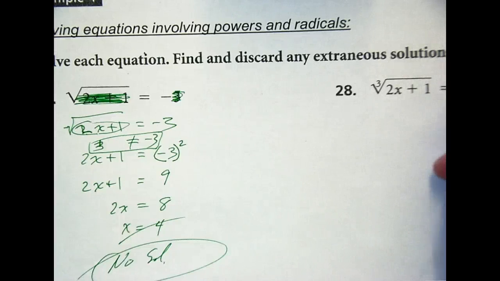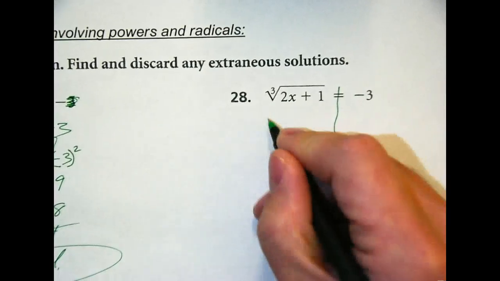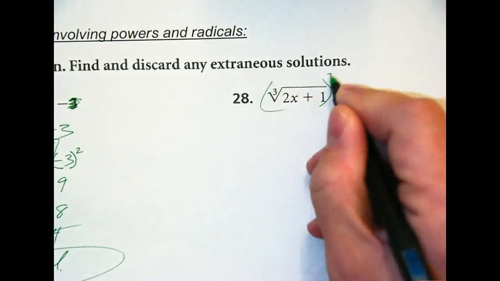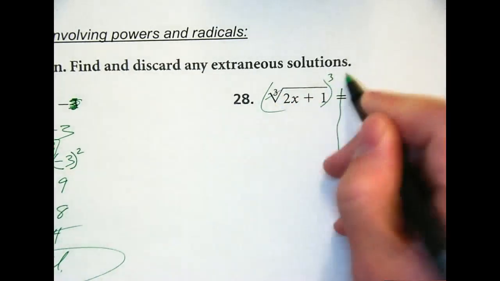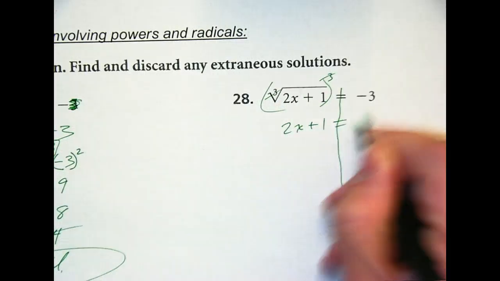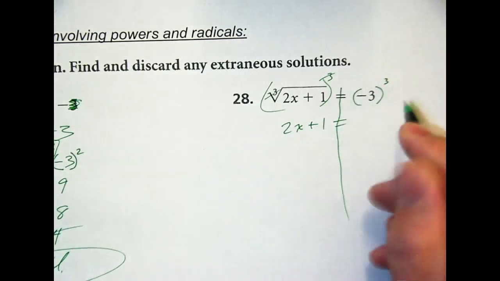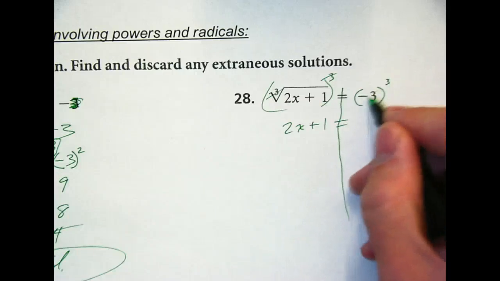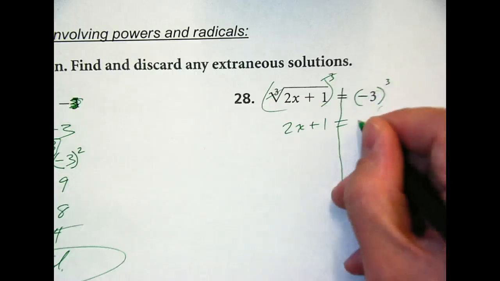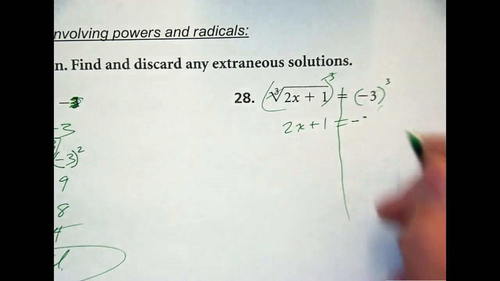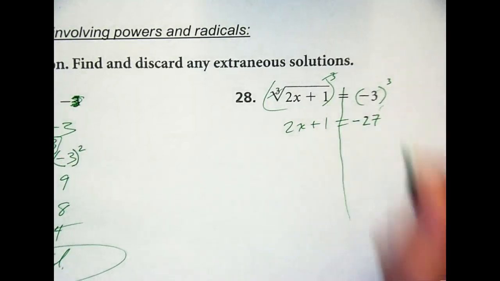What's the first step in 28? Cube both sides. That cancels that. We get 2x plus 1 equals negative 3 cubed. What's negative 3 times negative 3 times negative 3? Negative 27. Negative times negative times negative is negative. Negative 27.